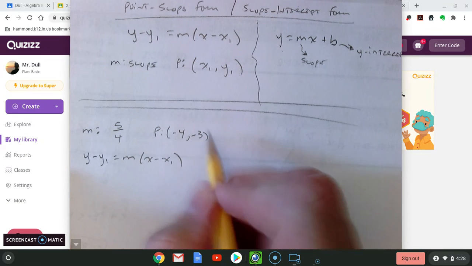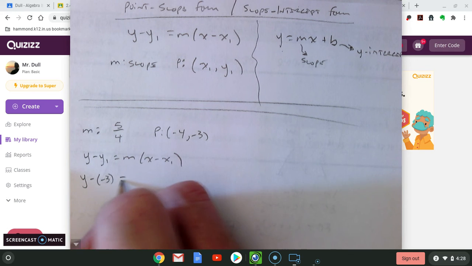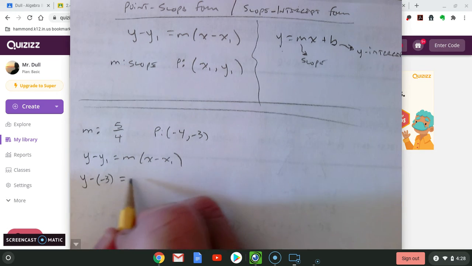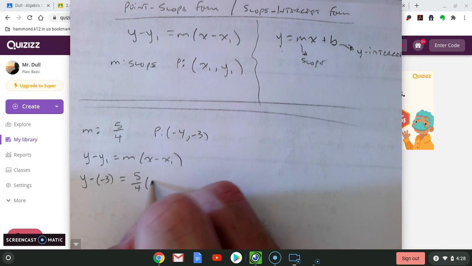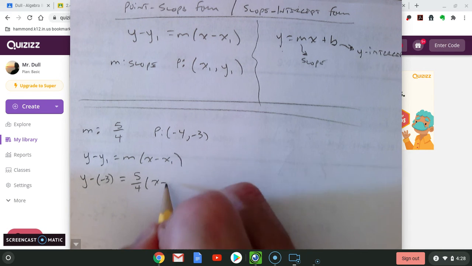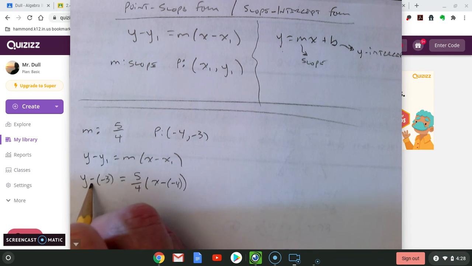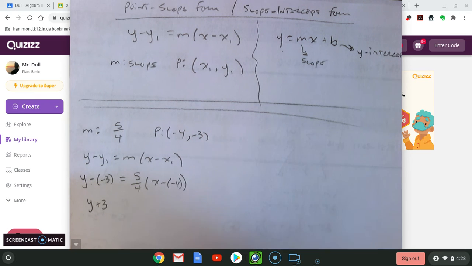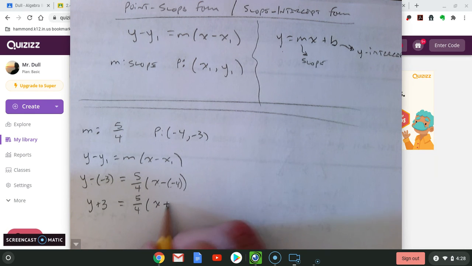So y minus y1, which is -3. Okay. Keep in mind, we're subtracting a -3. So I'm going to put my -3 in parentheses, equals m, the slope number, 5/4, and then x minus x1, which is -4. Okay. So now that we've inserted all our values, let's simplify. So y minus -3, remember that's like saying y plus 3. You subtract anything, it's the same as adding the opposite. 5/4, and then x minus -4, so x plus 4.